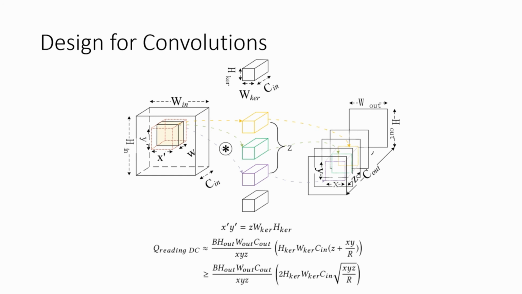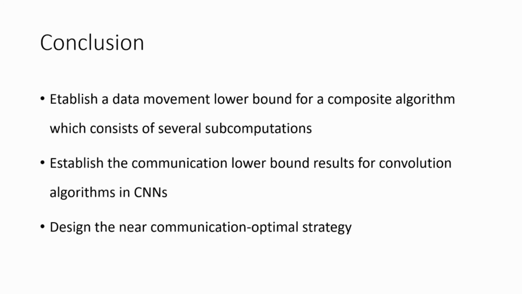In this brief announcement, we contribute the following points. First, we established a data movement lower bound for a composite algorithm which consists of several subcomputations. Then, we established the communication lower bound results for convolution algorithms in CNNs. And finally, we designed a near communication-optimal strategy.